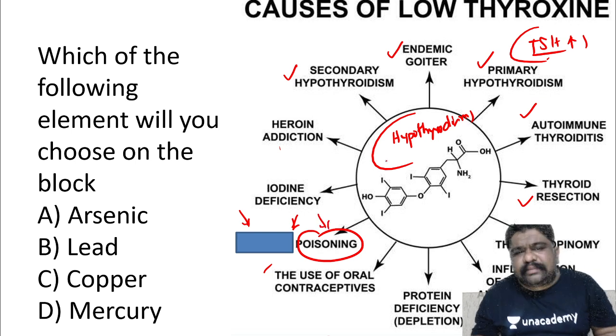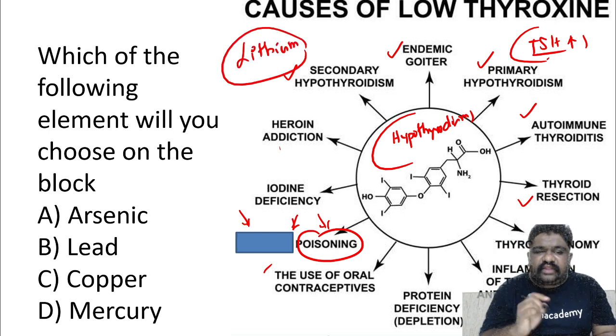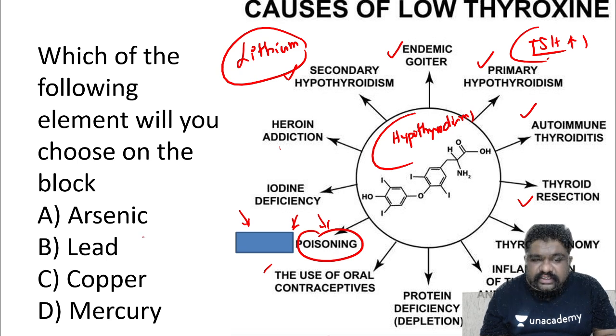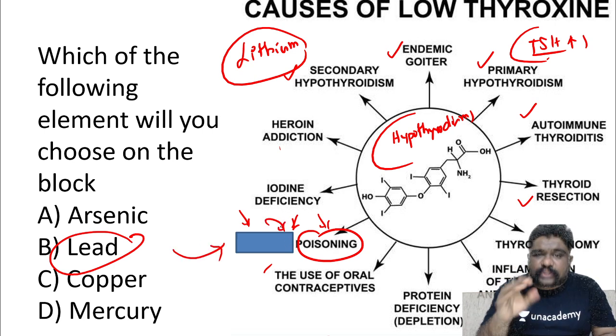Remember, the most important element you can think of which can lead to hypothyroidism would be lithium. But lithium is not there in the given question. The next best answer will always be lead, because theory says, logic dictates, that lead poisoning is capable of causing hypothyroidism. It's a universally true statement.